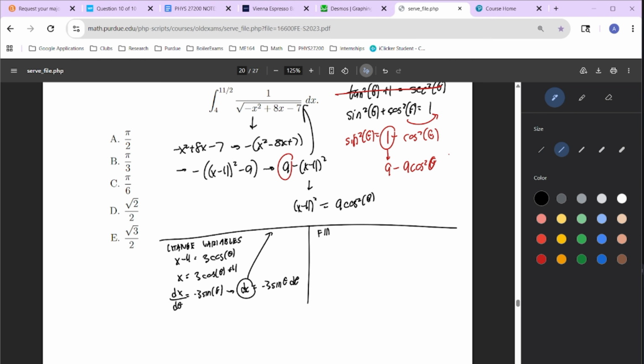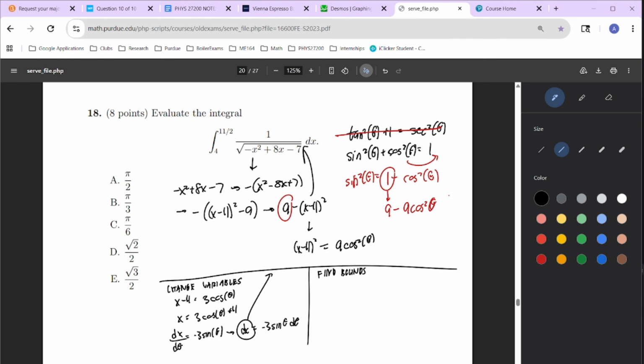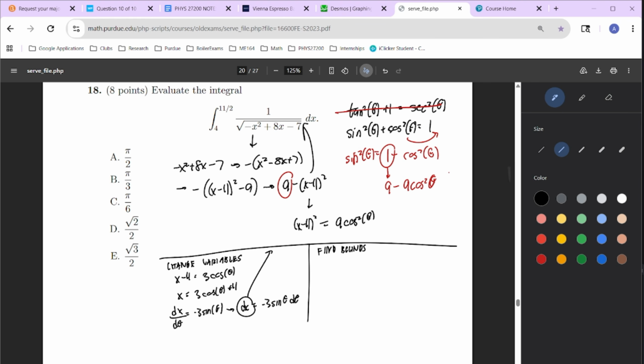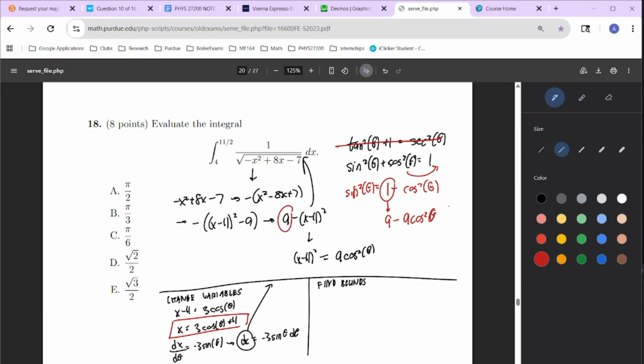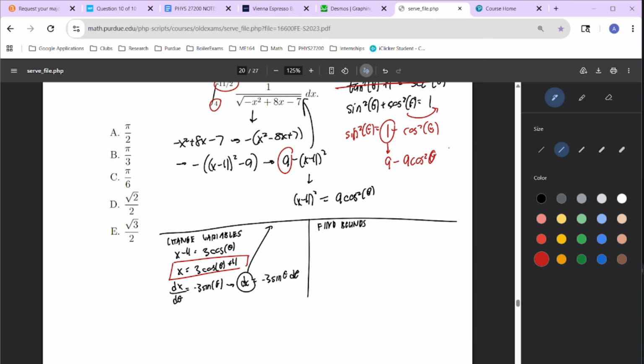Then we need to find the bounds. Because as we know, once we change our variable basis, we are also changing the bounds from being in terms of x to now being in terms of theta. That's pretty simple though. We have already found our x function here. x is equal to 3 cosine theta plus 4. All we need to do now is plug in the values of x at each of these bounds and then solve for the corresponding theta values.